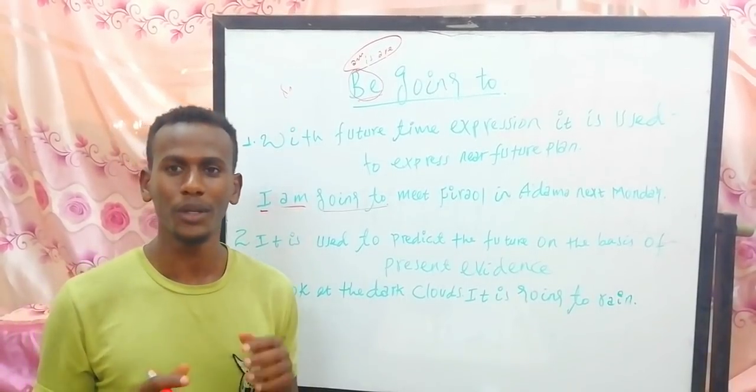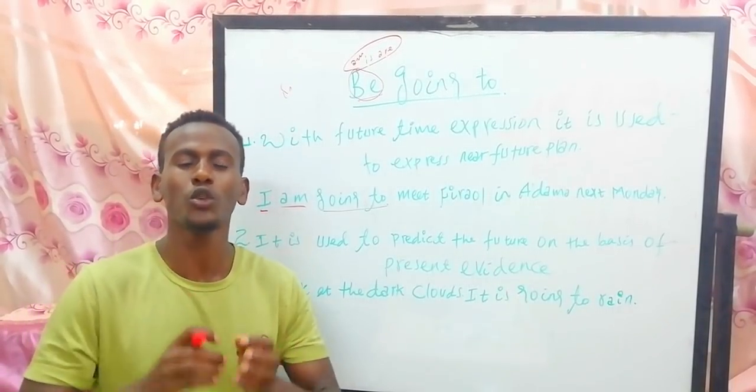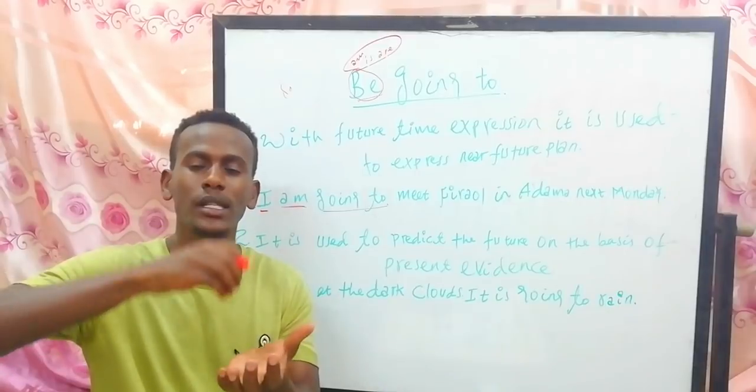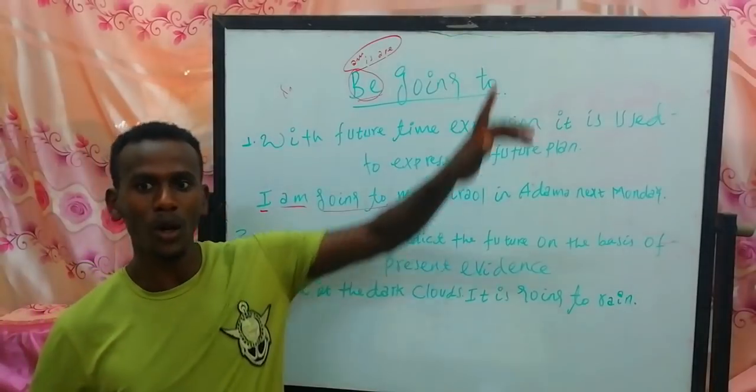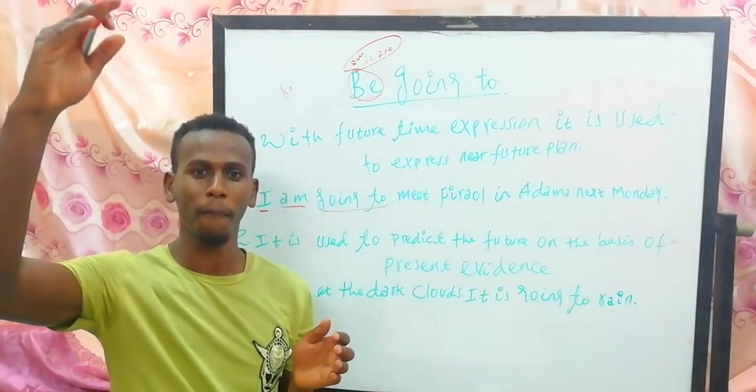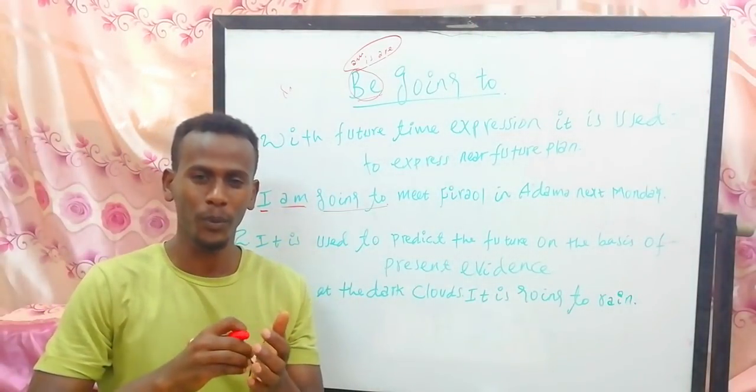The second use of be going to: be going to is used to predict the future on the basis of the present evidence. For example, look at the dark cloud, it is going to rain.